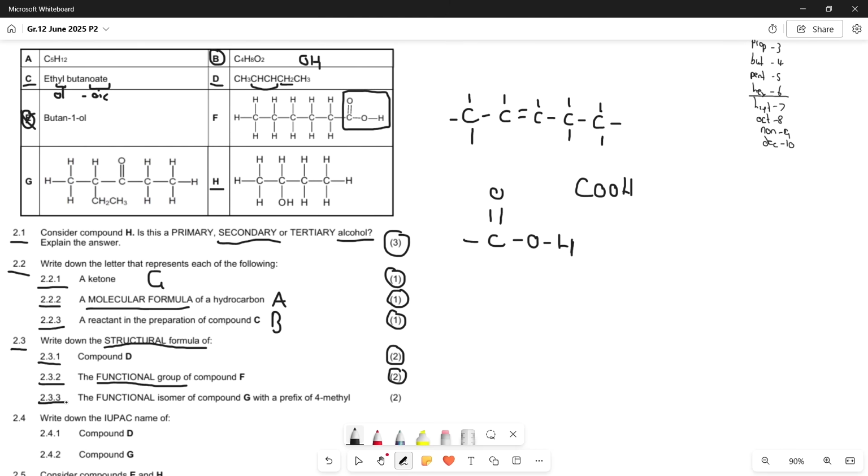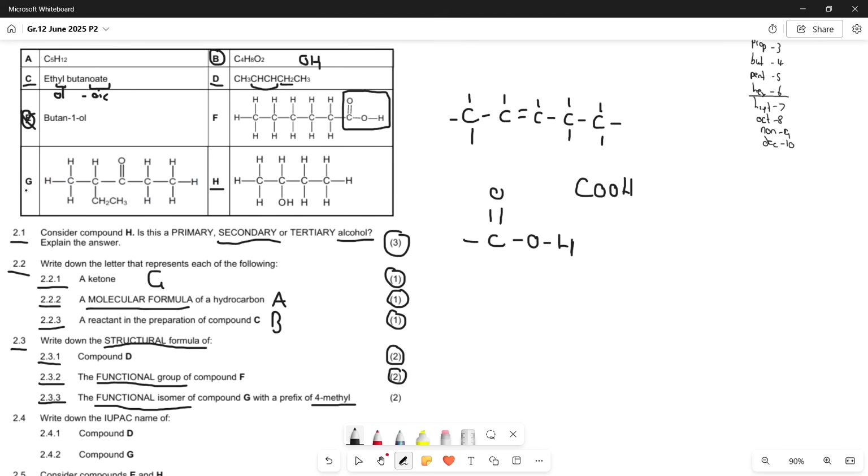And then 2.3.3, the functional isomer of compound G with a prefix of 4-methyl. So another 2-mark question, drawing the structural formula, and they want the functional isomer. So we have 3 different types of isomers. We have structural, we have positional, and we have functional. Okay, so if we have a functional isomer, it means we need to change the functional group, change what combination of key we're working with in order to make it sit and fit in another group.